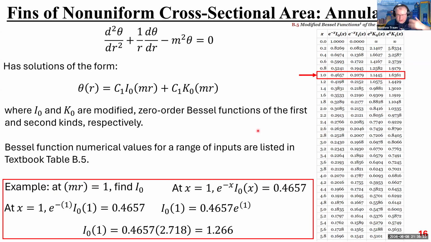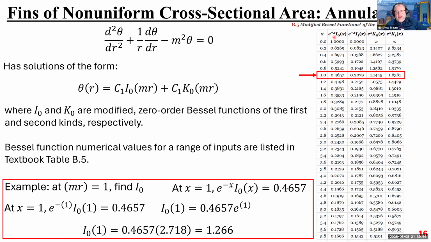So let's just do a really quick example. This isn't even a heat transfer example. This is just how to use the Bessel function table to get an answer. So let's say that my mr value sitting inside this Bessel function, I0, so I'm looking at I0 of mr, is 1. So mr is 1. And I'm told to find the value of the Bessel function for mr equals 1. Okay, fine. I'm going to go to my table. In this case, mr is just x, right? So I'm looking across here at these guys.